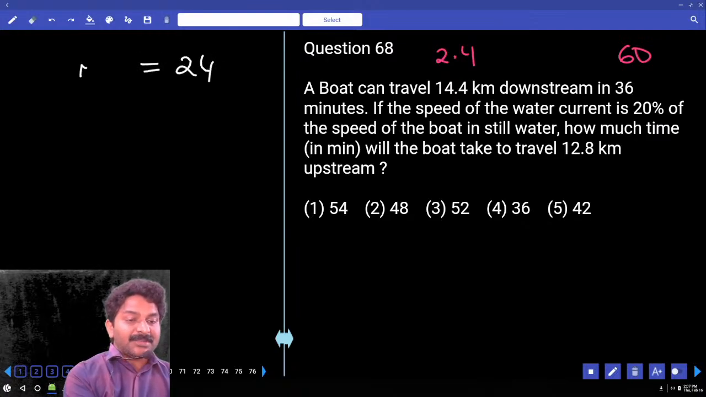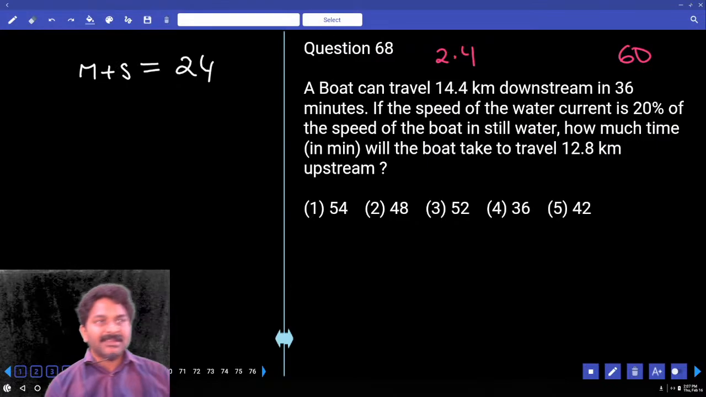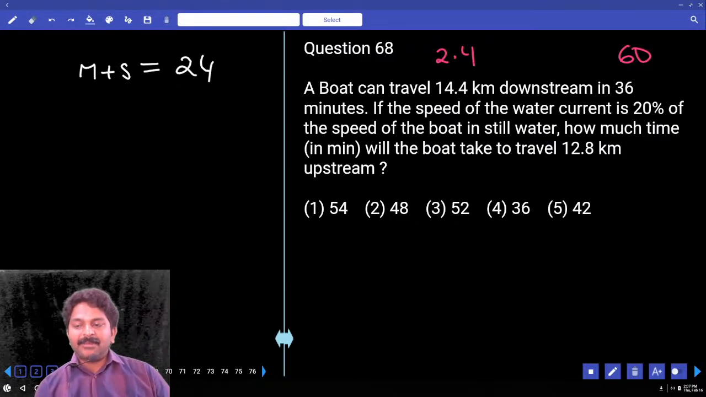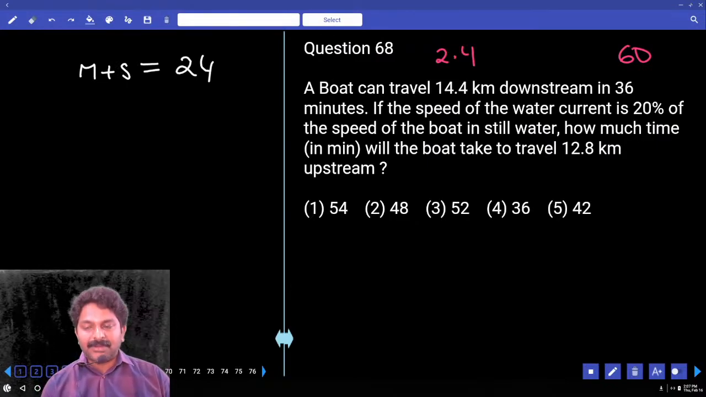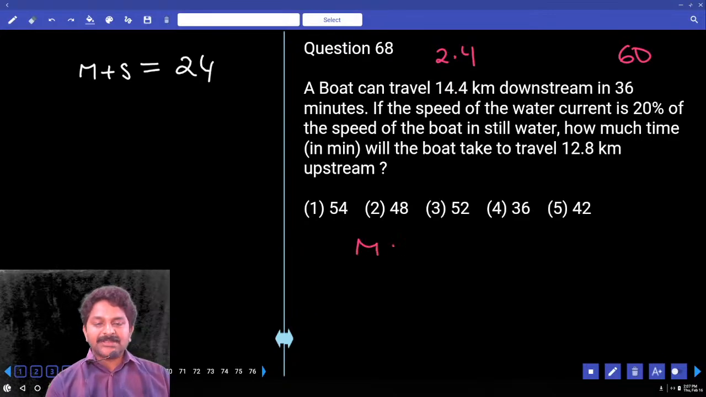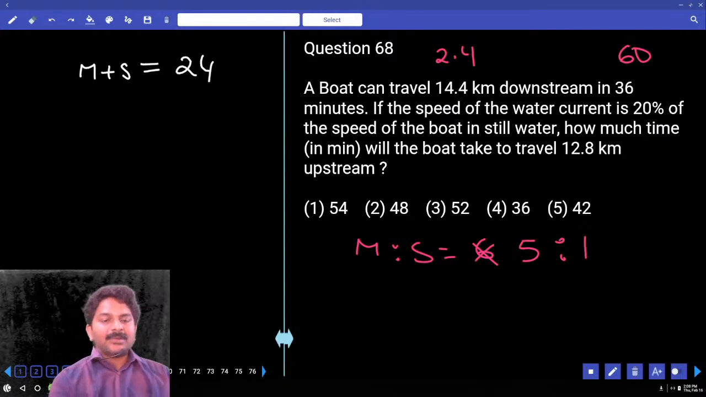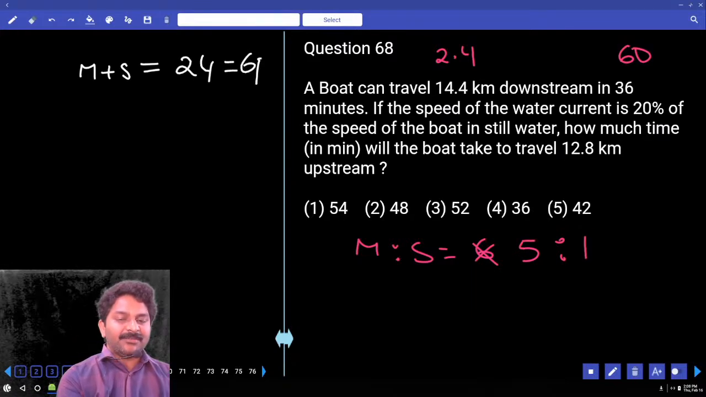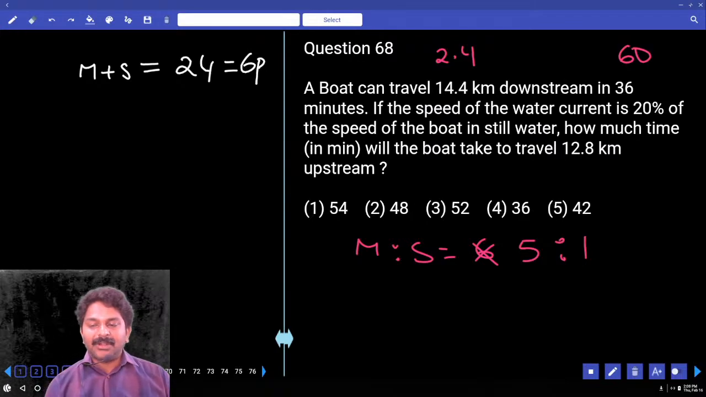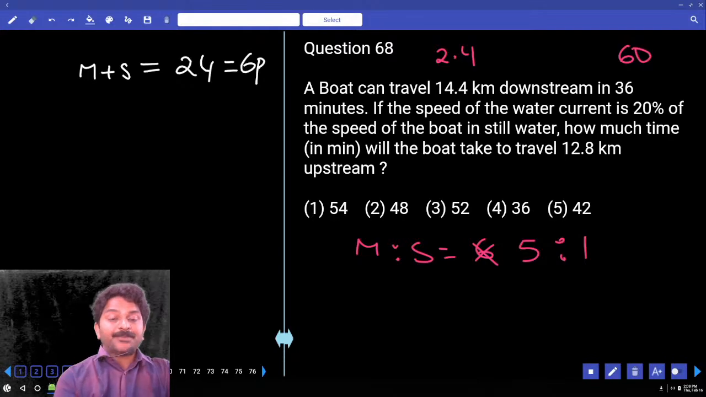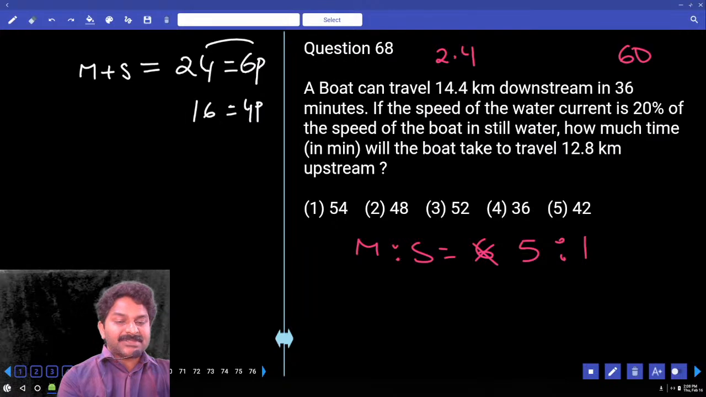Which is in downstream speed, m plus s is equal to 24. The speed of the water current is 20% of the speed of the boat in still water. That means boat speed and stream speed, they are in 100:20 ratio, which is 5:1. Downstream is equal to 6 parts, which is 24. How much time will the boat take to travel 12.8 kilometers in upstream? Upstream in the sense 4 parts. 4 times 4, that is 16.